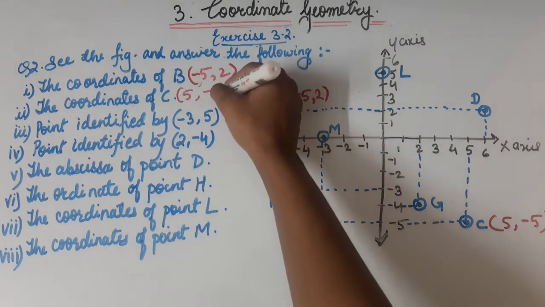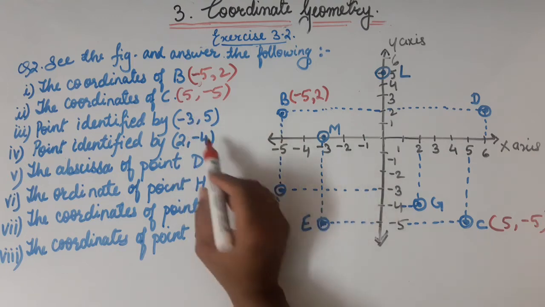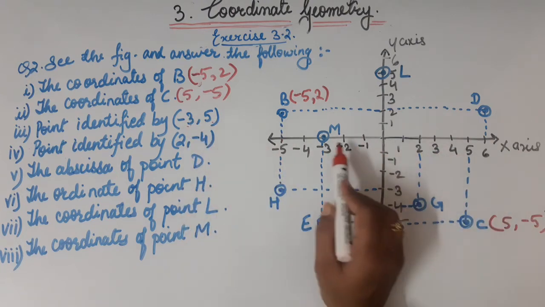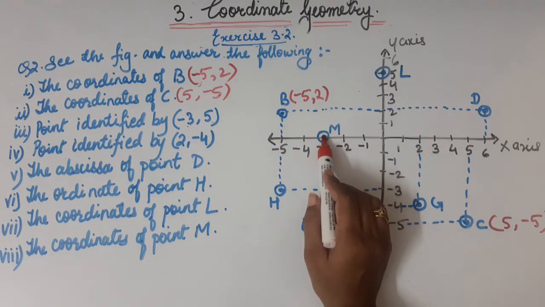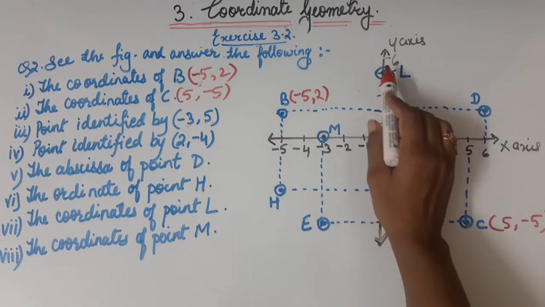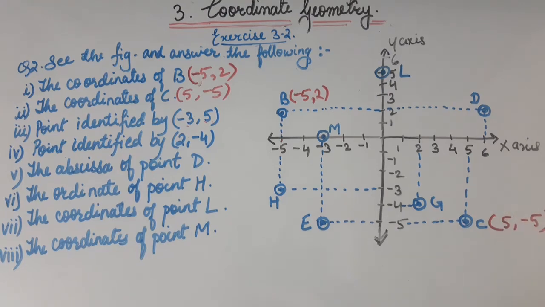Then the third question is the point identified by -3 comma 5. So your x coordinate is -3 and y coordinate is 5. Let us check which point it is. On the x-axis -3 is here and on the y-axis 5.